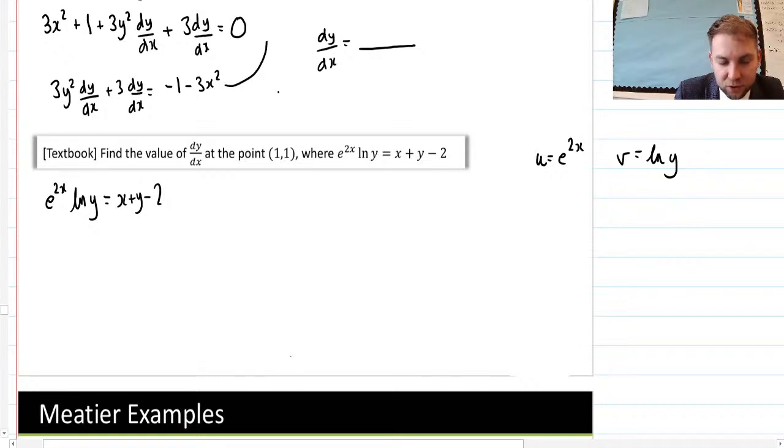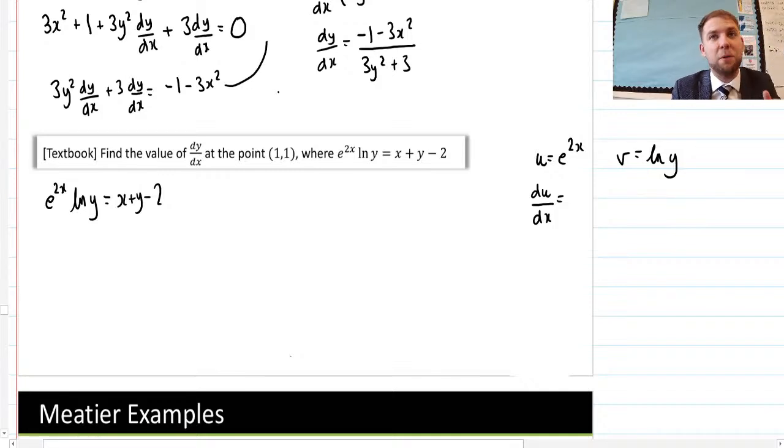So now when I differentiate this, I end up with du by dx is equal to, now if I differentiate this with respect to x, it's going to be equal to, well, e differentiates to e, so it's just going to be e to the 2x, but then I need to differentiate inside that, which is the 2x, which is going to be 2. So it's going to be 2e to the 2x.